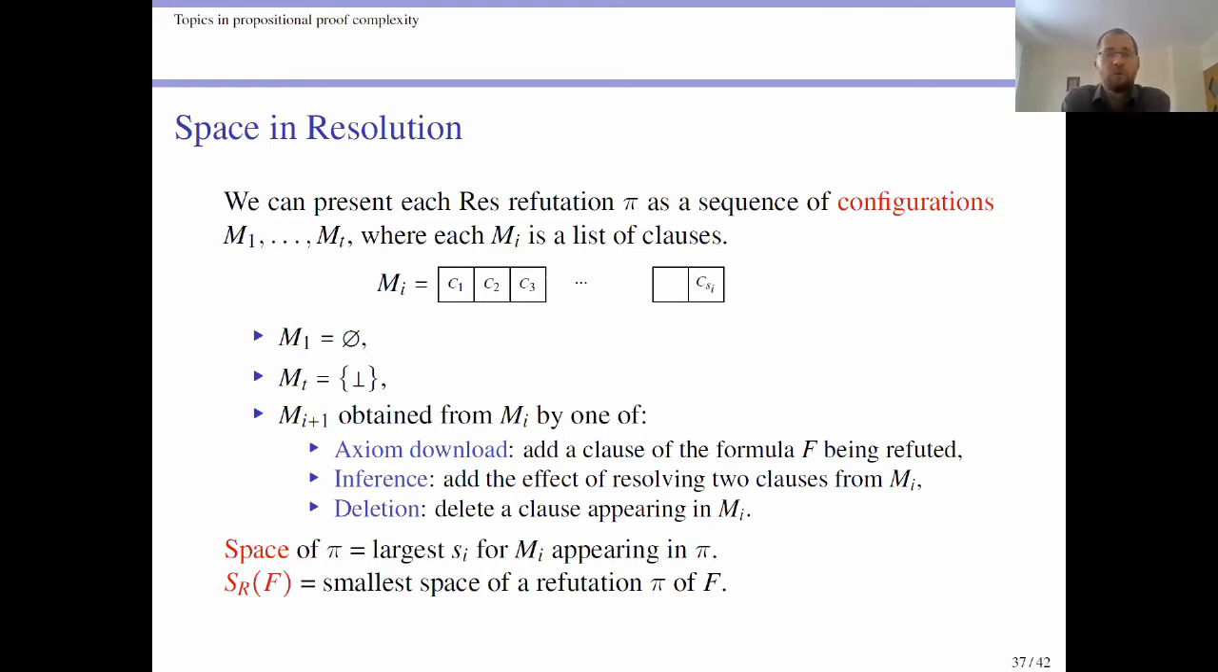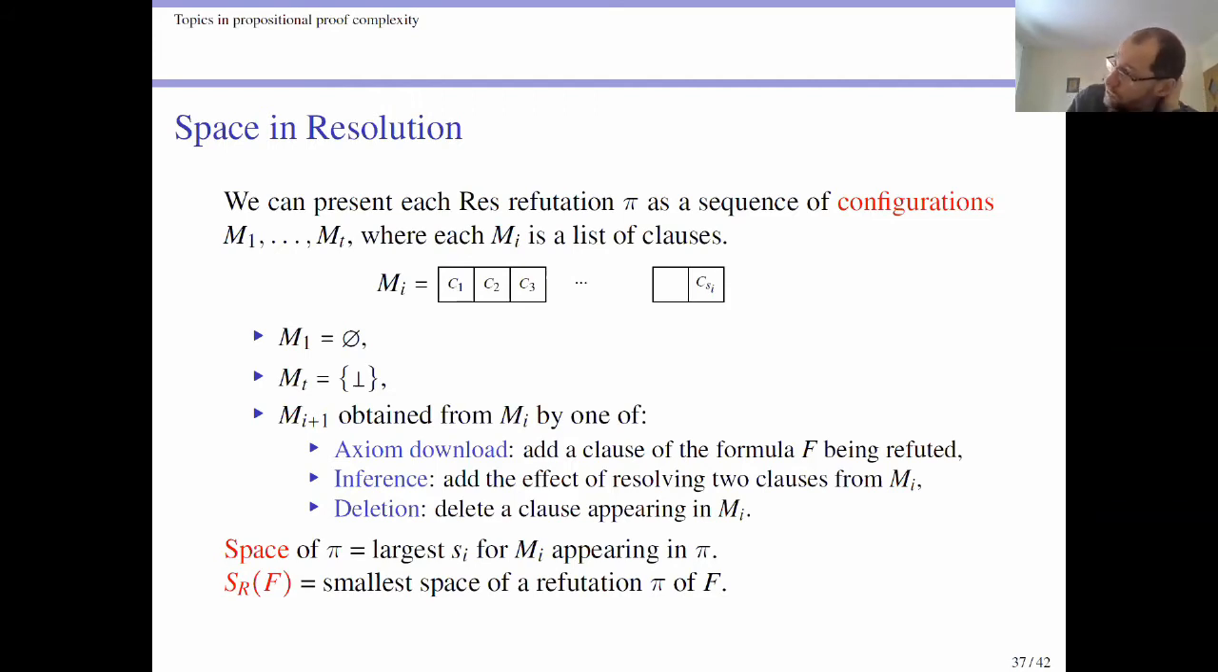Okay, and we measure space as what the largest configuration is in terms of how many clauses it contains. So if a configuration is a list of clauses, the ones that are on the board at a given time, the largest such number, as you look through the proof, is the space of the proof.